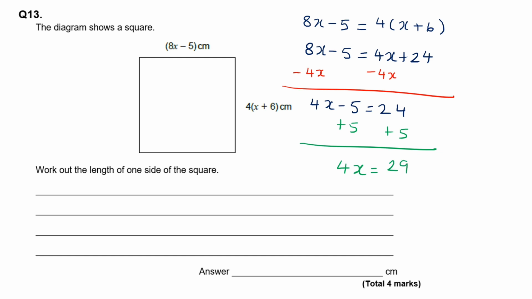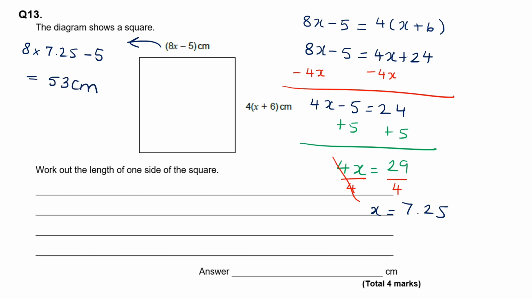Then we need to divide it by 4, because it's multiplied by x, we need to do the inverse. So 29 divided by 4 is going to give us 7.25. But I'm not done yet because they're asking me to find out one side of the square. So you could use either of them. I'm just going to use this. It's 8 times 7.25 take away 5, which is going to give us 53 centimeters.